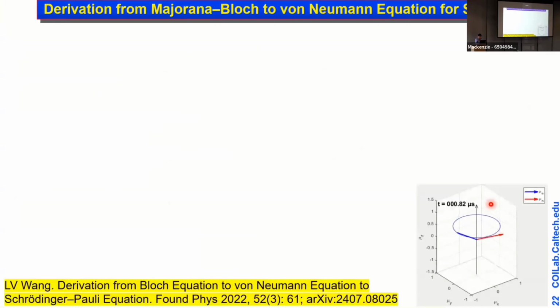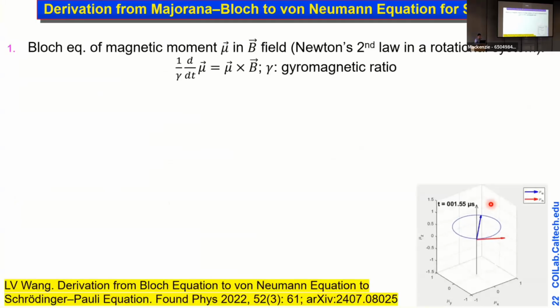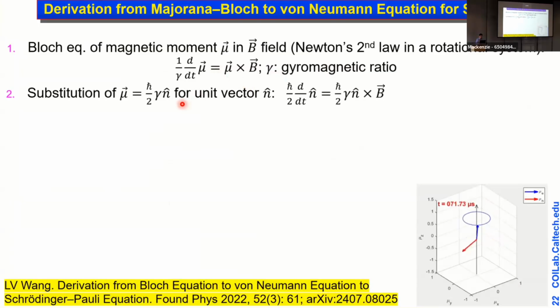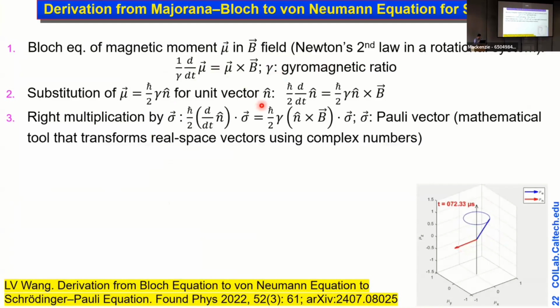I start from the Majorana-Bloch equation, the classical equation. It's essentially Newton's second law in a rotational system. Gamma is the gyromagnetic ratio, mu is the magnetic moment, B is the B field. I will use a unit vector n for simplicity here. So this is still the same equation. The next step is the key. I will use this Pauli vector, which is a mathematical tool. In fact, the Pauli vector predated Pauli, but he was the one who popularized this for quantum mechanics. You can use it to represent any vector. You're essentially converting an R3 vector into a complex space representation.